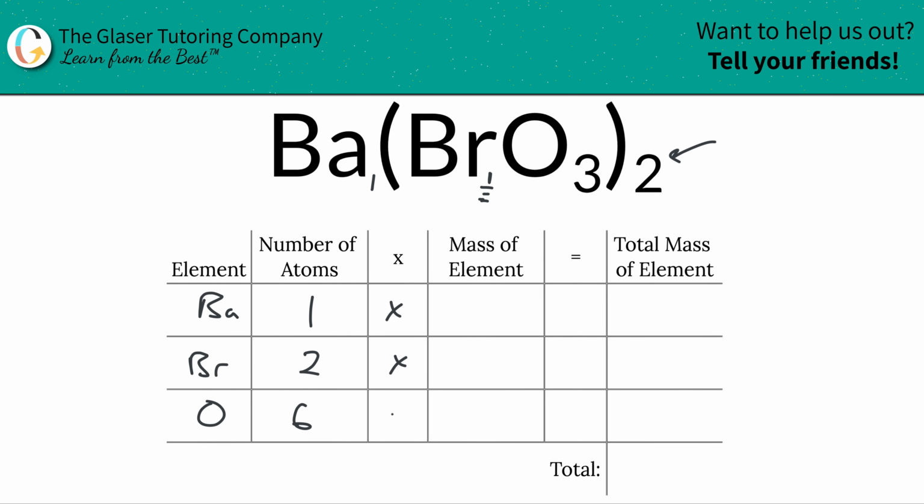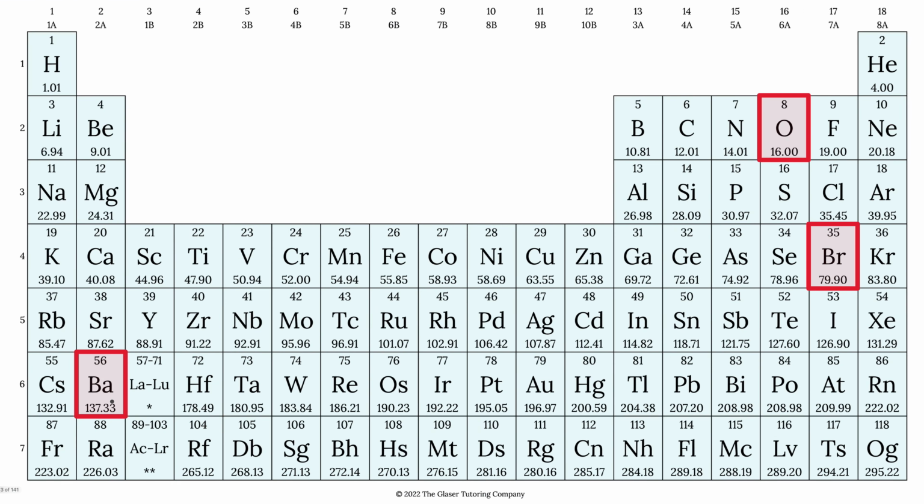Then we're going to take those values of those atoms, and we're going to multiply by the mass of each particular element. That's where the periodic table comes into play. So let's take a look. Barium's mass down here is 137.33, bromine is 79.90, and oxygen is about 16. Now, those masses will be in terms of either grams per mole if you're finding molar mass, or AMU if you're finding molecular mass, and it turns out that that's nice and easy, straightforward, right?